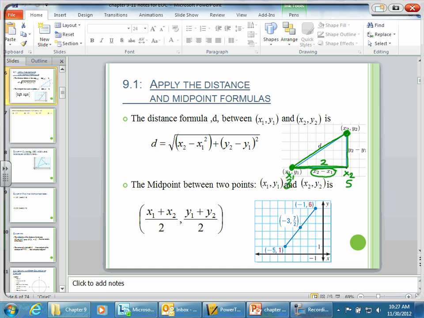Same thing, if this was y2 and this is the y1 part, and let's say y2 was just like 6 and y1 was 1, well, how would you get this length? You would take 6 minus 1. Well, in general, we're going to take y2 minus y1. That's for any point that you have.